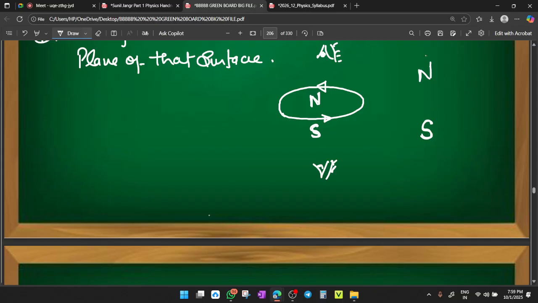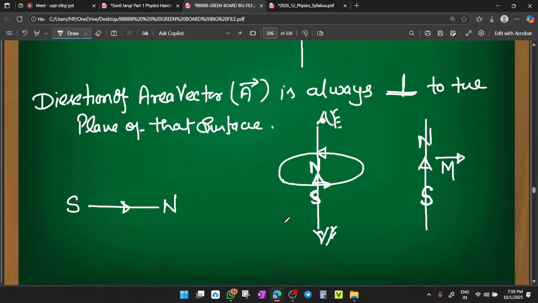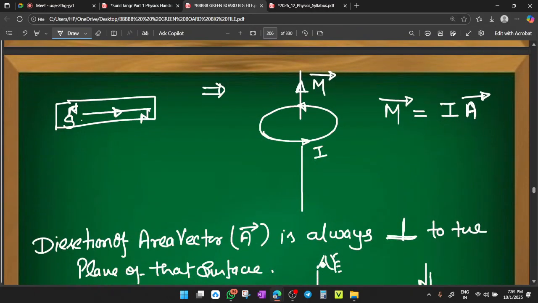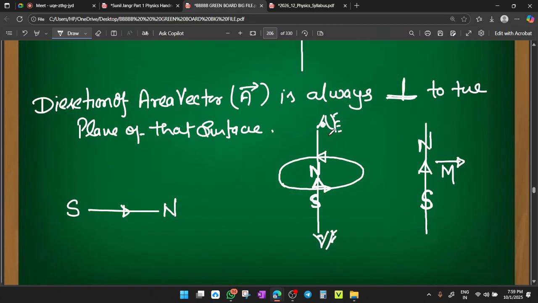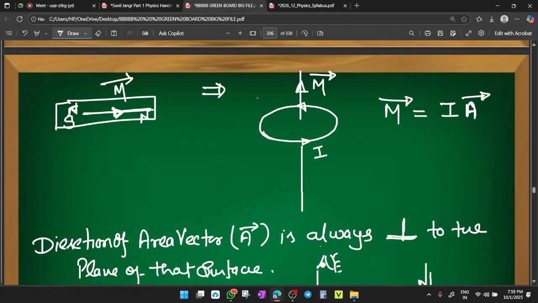And we know the magnetic dipole moment is directed from south to north. So it is going upward. Can you realize? Nitin, is it clear? The direction of the magnetic dipole moment is going from south to north. So conceptually they are identical. In a bar magnet, the direction of the magnetic dipole moment is south to north, and here it is also south to north. Clear?